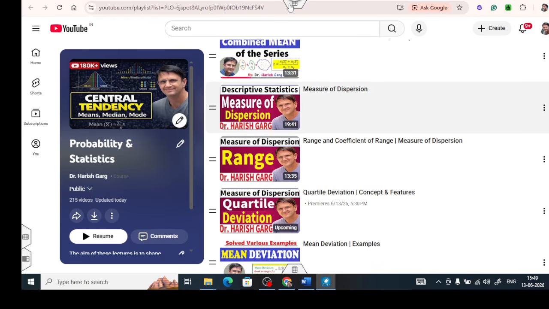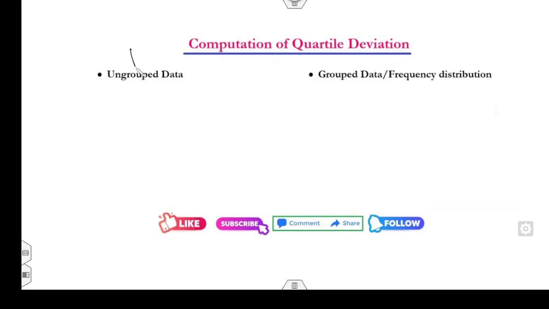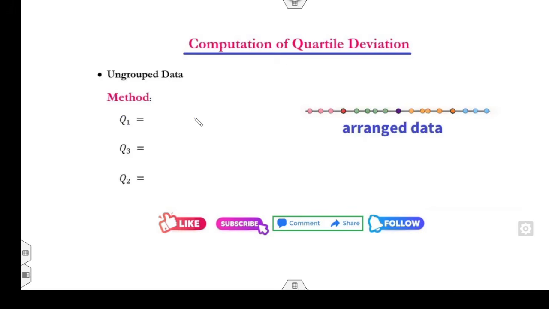The last lecture was on the measure of dispersions, quartile deviation concepts and features. Today's lecture I can categorize into two forms. One is the ungrouped data and second is the frequency distributions. I hope you all know the meaning of frequency distributions, whenever you have the class intervals and the corresponding frequency. While in case of ungrouped data we have only x1, x2 and so on. That means there is no frequency involvement.